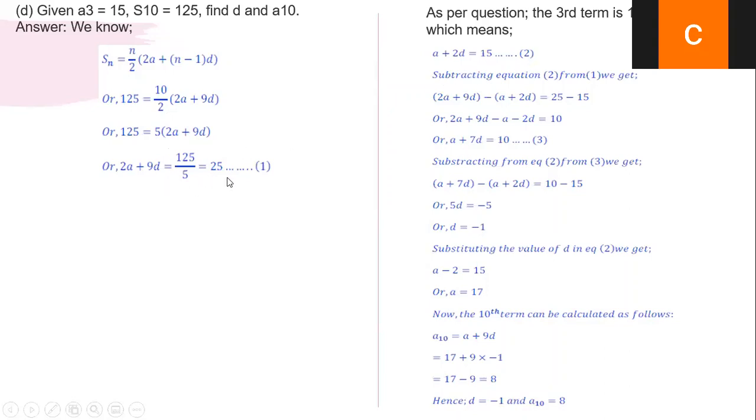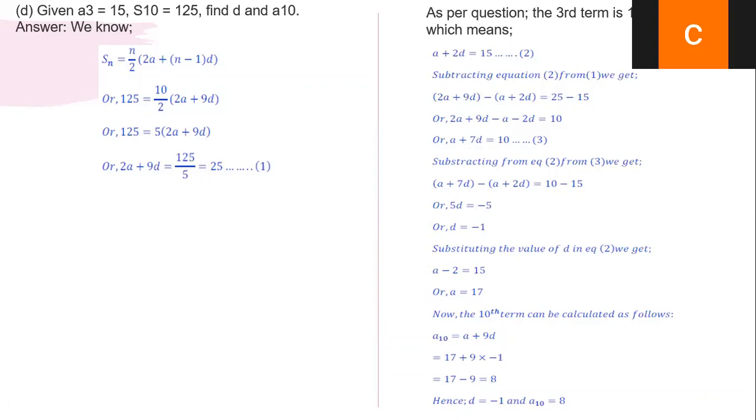So we subtract both. Equation 1 is 2A plus 9D equals 25; subtract equation 2 from 1. If I subtract, 2A plus 9D minus A plus 2D is equal to 25 minus 15. Any doubt in this step, children? No, ma'am. So when I subtract, 2A minus A is A, and 9D minus 2D is 7D, 25 minus 15 is 10. Any doubt, children?